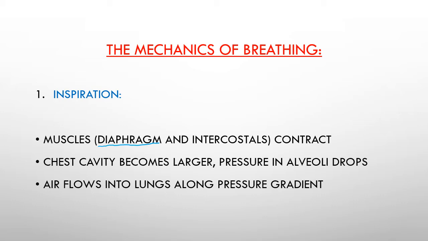And as the thoracic cavity becomes larger, the pressure inside the lungs themselves starts to fall. And so it's going to drop there. As we now have a pressure gradient, outside of the body we have a high pressure. Inside the body, inside the alveoli, we have a low pressure. That's going to allow for air to now flow along that pressure gradient.